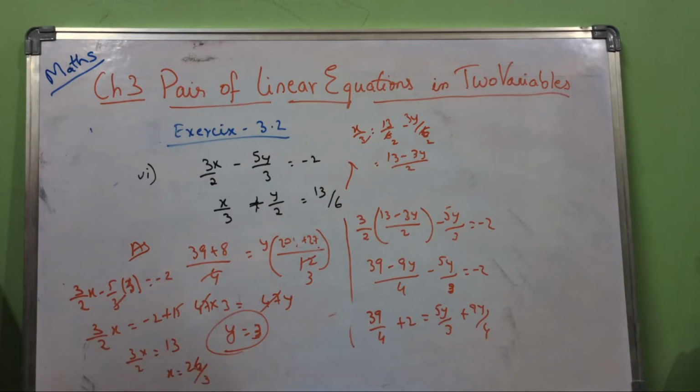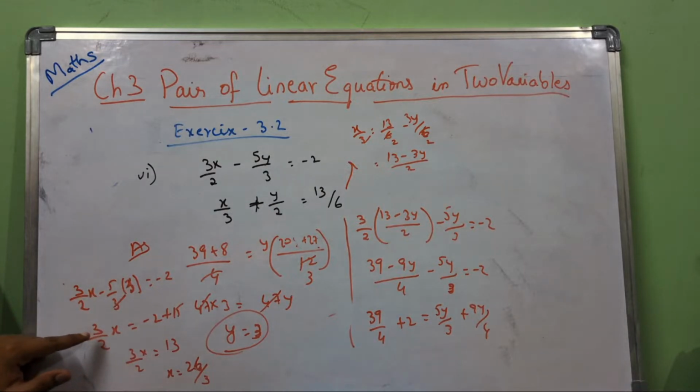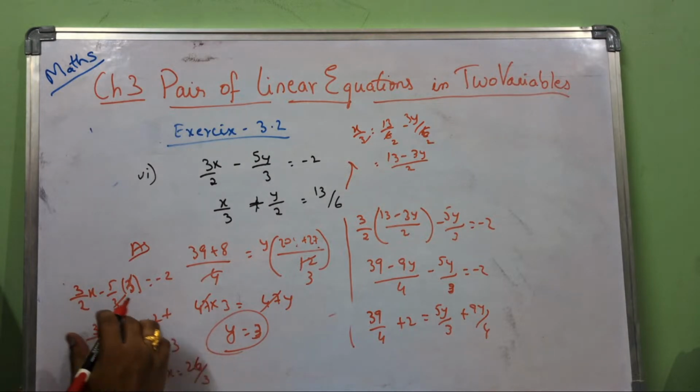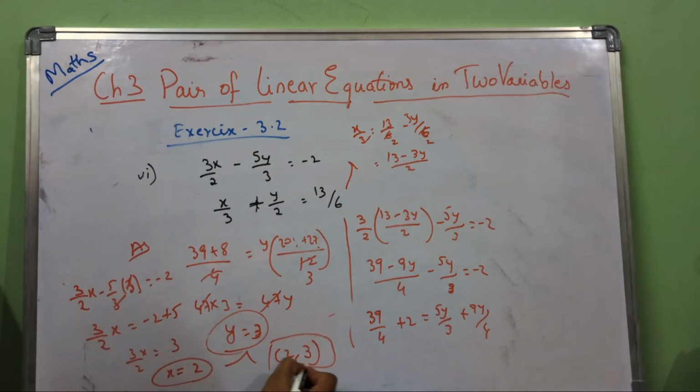Still, as it is fractional, I will just cross check once again. Oh yes, y is 3. So 3 by 2 x minus 5 by 3 into 3 minus 3. 3 3 got cancelled. So 3 by 2. 3 3 got cancelled. So why is it 15 now? Because again 3 3 gets cancelled. The x value becomes 2. So the solution for this equation is 2, 3, the final solution.